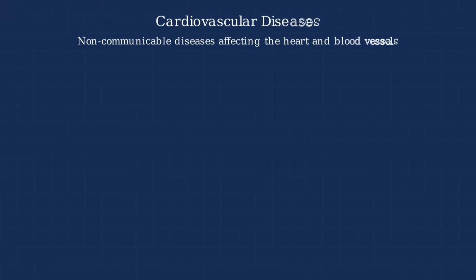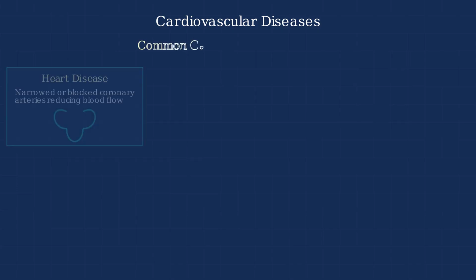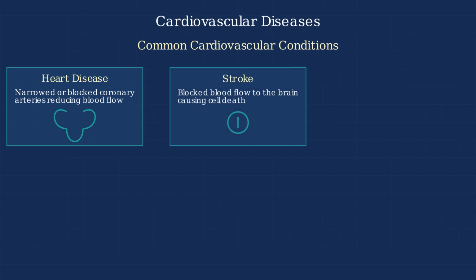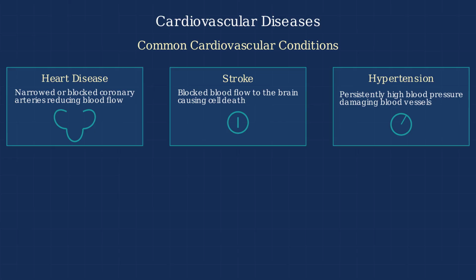Cardiovascular diseases are a major category of non-communicable diseases affecting the heart and blood vessels. Common cardiovascular conditions include heart disease, which involves narrowed or blocked coronary arteries. Stroke occurs when blood flow to the brain is blocked, causing brain cell death. Hypertension, or high blood pressure, damages blood vessels over time and is a major risk factor for other cardiovascular diseases.